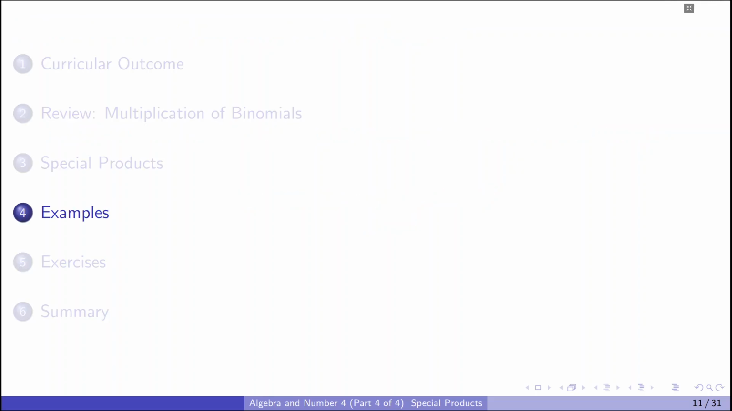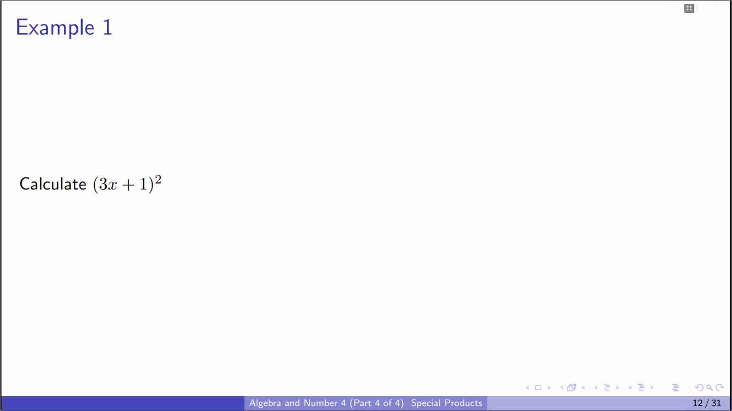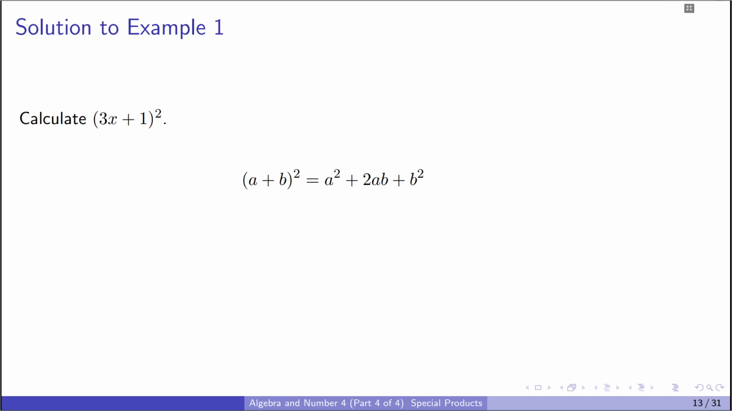Let's apply them in examples. Let's calculate (3x plus 1) squared. Well, with our pattern, (a plus b) squared is a squared plus 2ab plus b squared. Our a term here is 3x. We just have to match it up. So we're going to have (3x) squared plus 2 times 3x times 1 plus 1 squared. Simplifying that, we get 9x squared plus 6x plus 1.